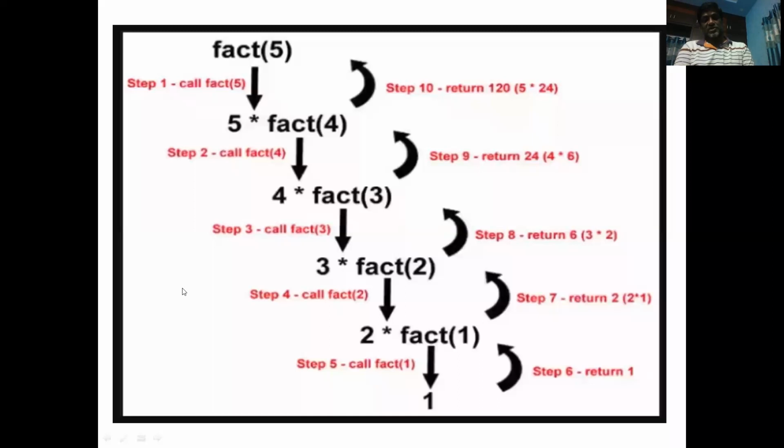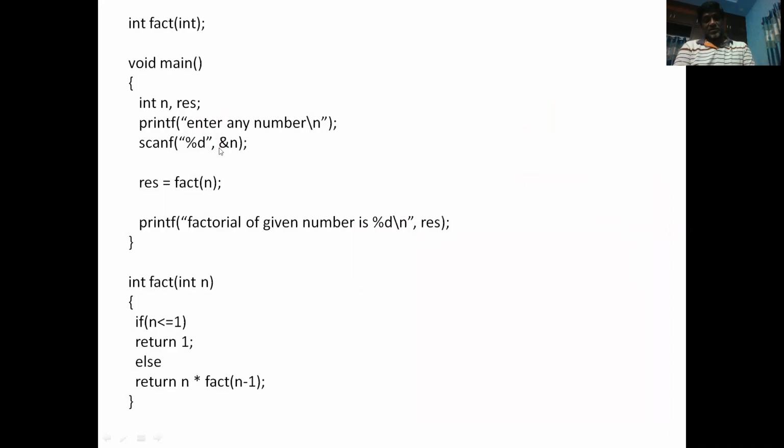Fact of 5 is the first term. Now what happens with the function? It will check what is the value of n. N value is 5, therefore is 5 less than or equal to 1? The answer is no. That means it returns false.